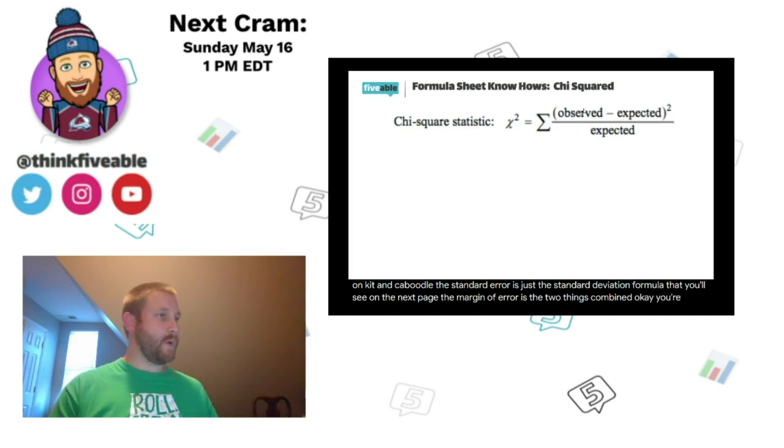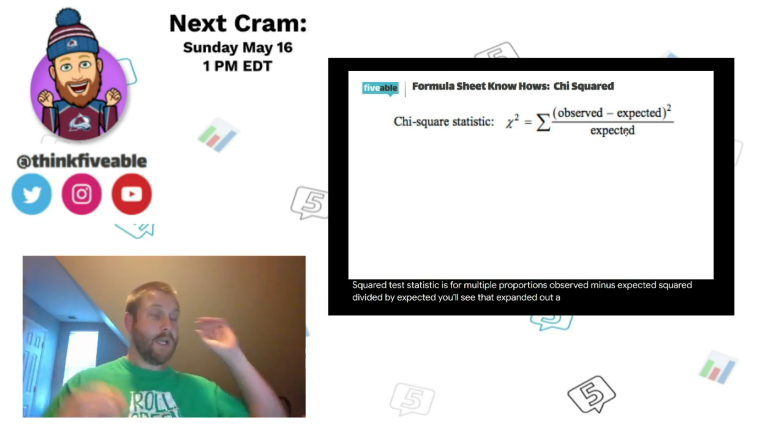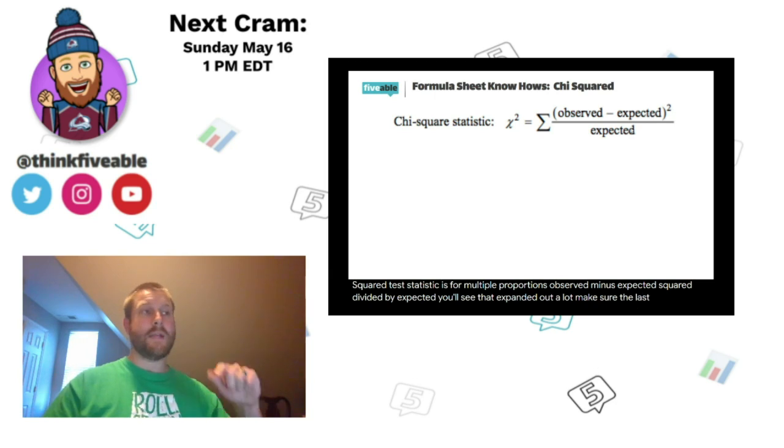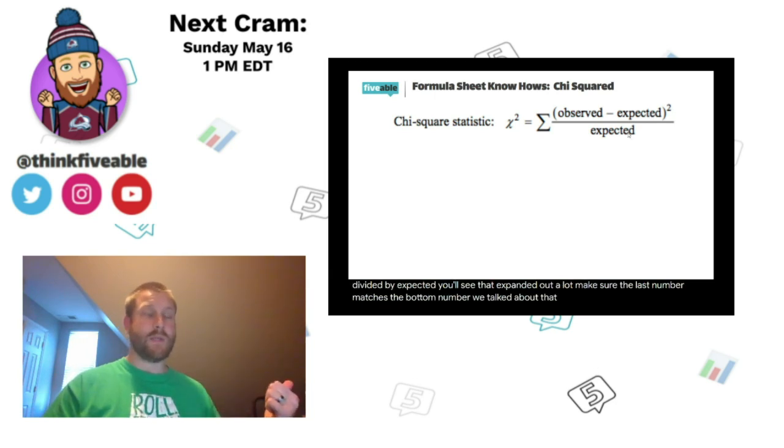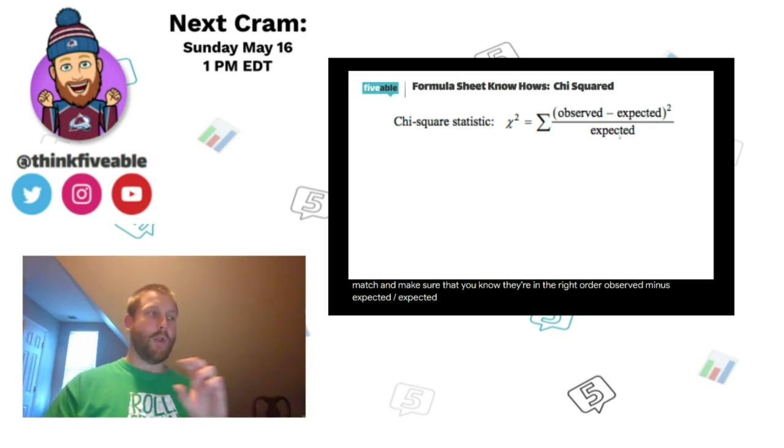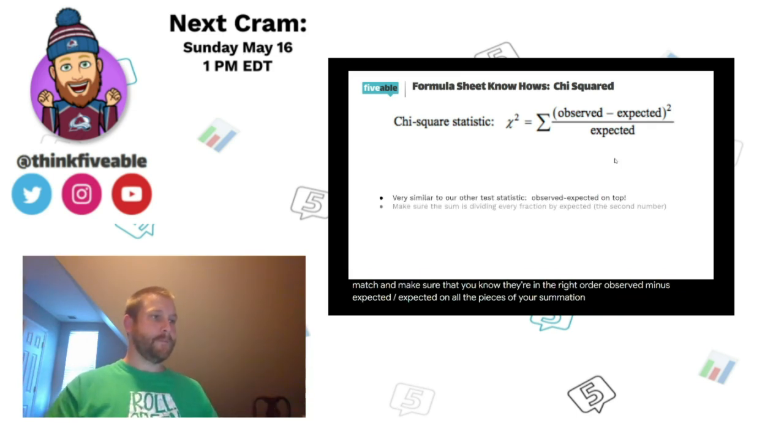Okay, your chi-squared test statistic is for multiple proportions. Observed minus expected squared divided by expected. You'll see that expanded out a lot. Make sure the last number matches the bottom number. We talked about that last weekend. Make sure those match, and make sure they're in the right order. Observed minus expected squared divided by expected on all the pieces of your summation.